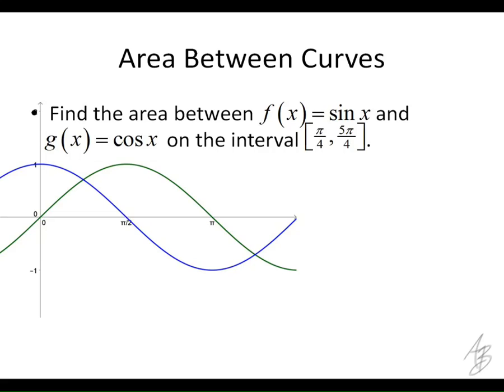I want to find the area between f of x equals sine of x and g of x equals cosine of x. They're graphed there. Sine of x is in green, cosine of x is in blue, on the interval from pi over 4 to 5 pi over 4. I chose nice clean numbers here. That pi over 4 and the 5 pi over 4 are the places where sine and cosine intersect. So there's pi over 4 right there, and there's 5 pi over 4 right there. And I wanted to make it nice and easy.